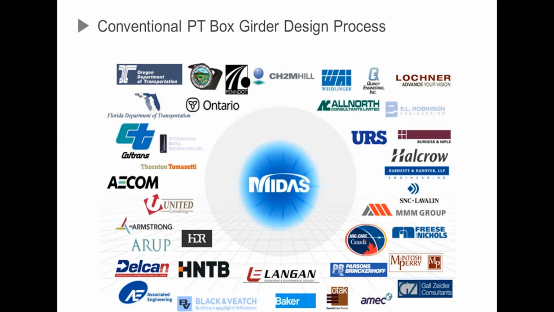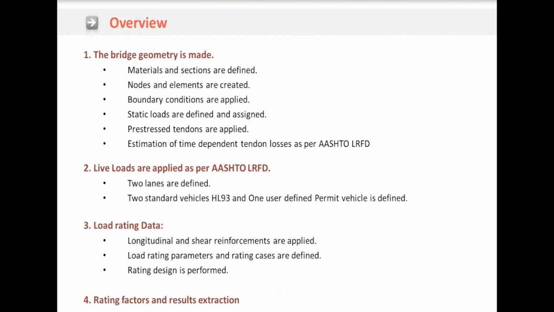Let me go to the next slide showing you what we are going to do today. I will create a simple box girder model with 3 cells, create the nodes and elements, and then apply the boundaries and the static load analysis. Then we define the pre-stressing tendons, and after that we apply the live load using the HL-93 LRFD code, and also define the permit vehicle to use in the load rating.